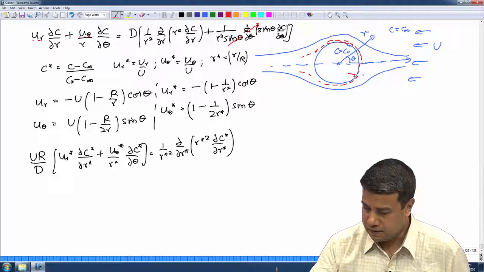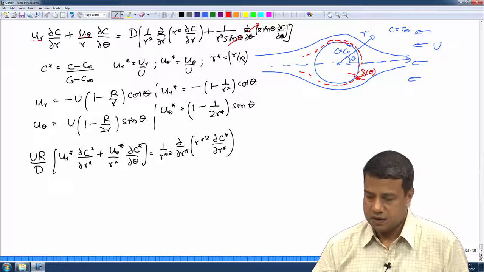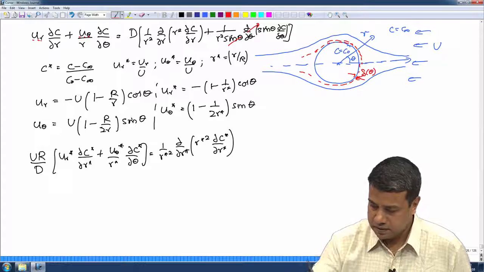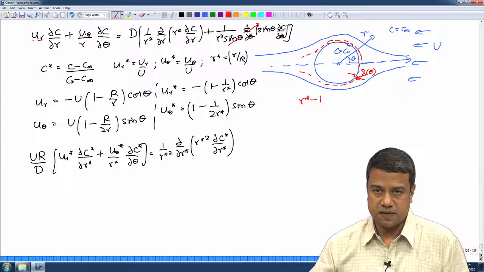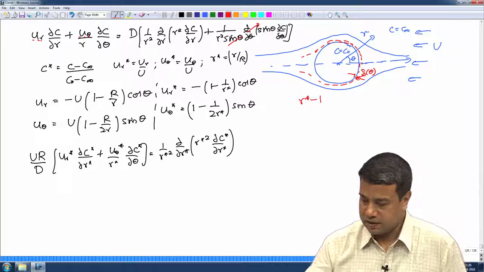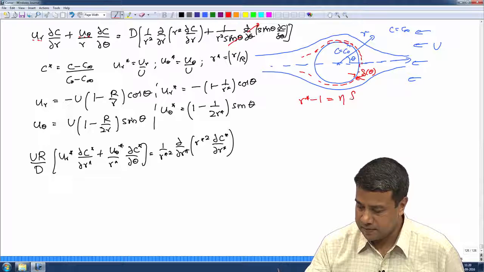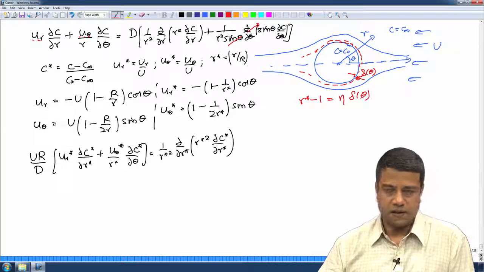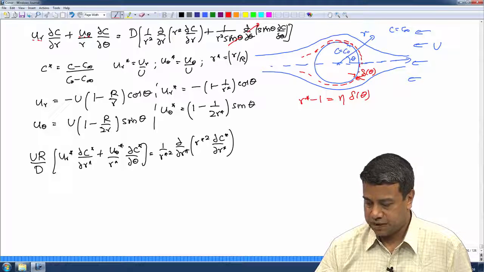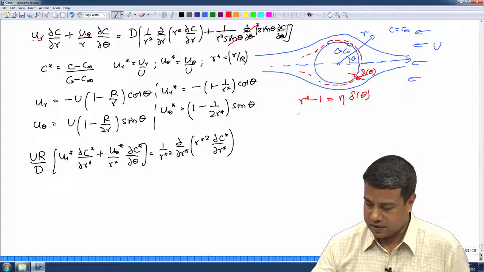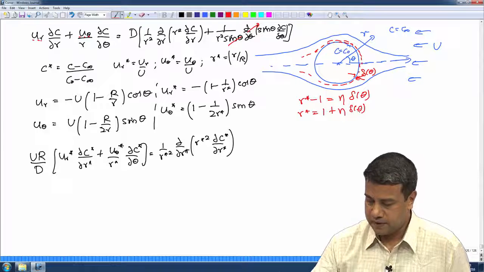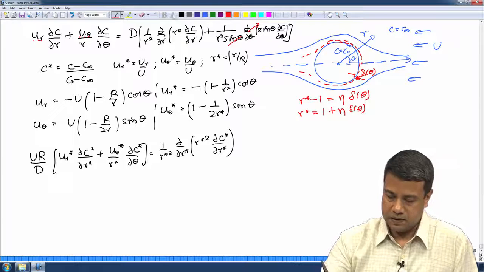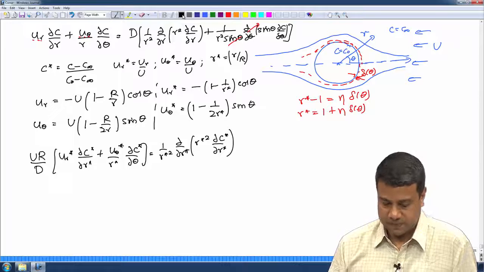Of thickness delta, which is a function of theta. So, r star minus 1 is the scaled distance from the surface, the distance from the surface scaled by the radius of the sphere. This I can write as a similarity variable times delta of theta. Exactly the same procedure that we had used earlier. Therefore, in this equation I will write r star is equal to 1 plus eta delta of theta, where delta is a small number. Delta is the boundary layer thickness, which is a small number.